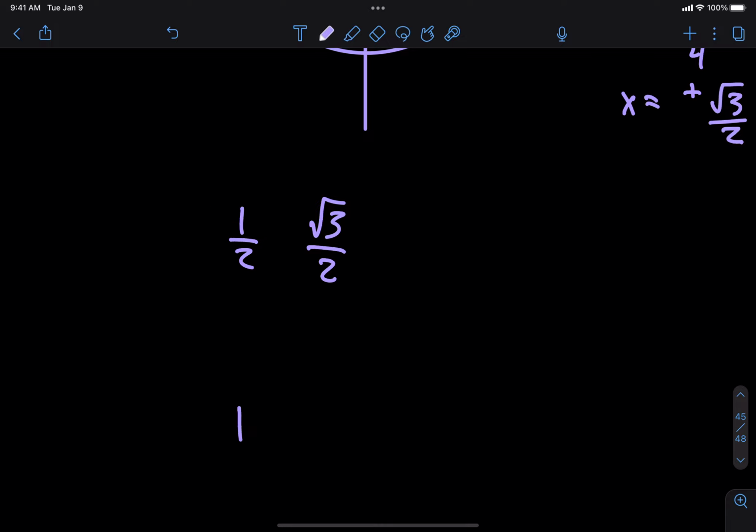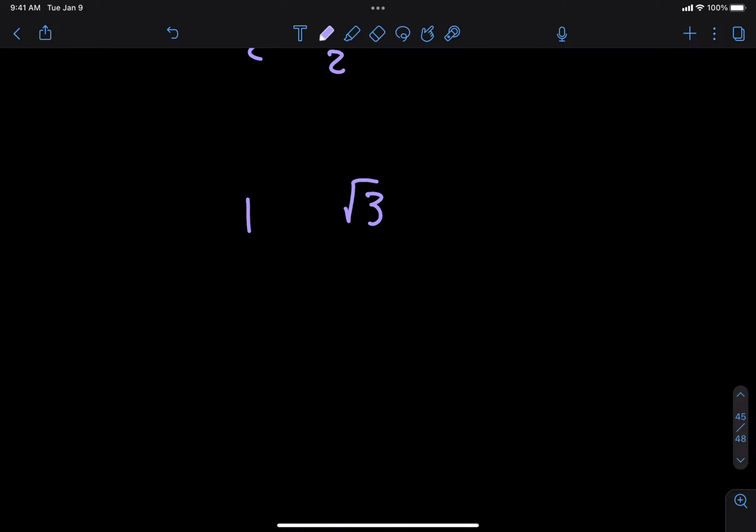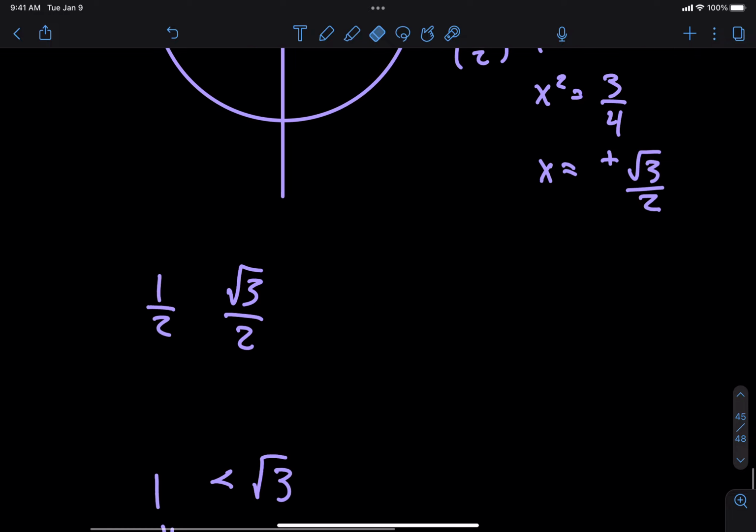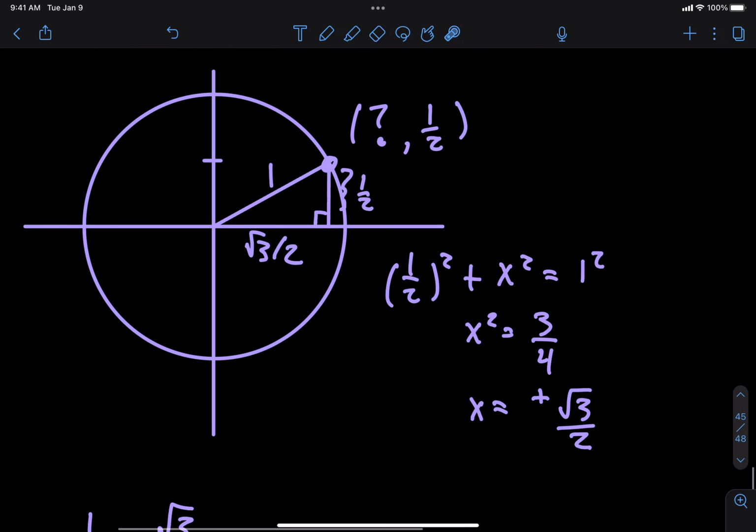Okay, if you want to know which one is bigger between 1 and the square root of 3, you just have to ask yourself which one is bigger between 1 squared and square root of 3 squared. Well, 1 squared would be 1, and the square root of 3 squared would be 3. Which one's bigger? 3 is bigger. So therefore, square root of 1 is also going to be smaller than square root of 3. Okay, so square root of 3 is bigger than 1. So square root of 3 divided by 2 is bigger than 1 divided by 2. Okay? So this is the medium side, this is the small side, and this is the long side.